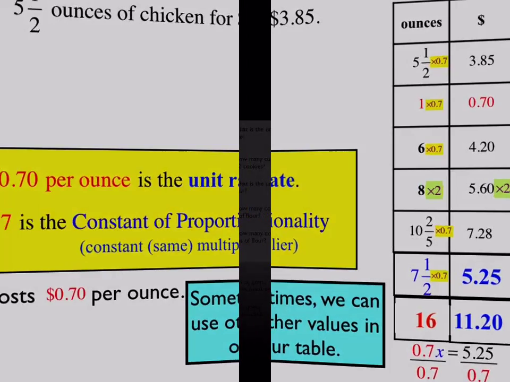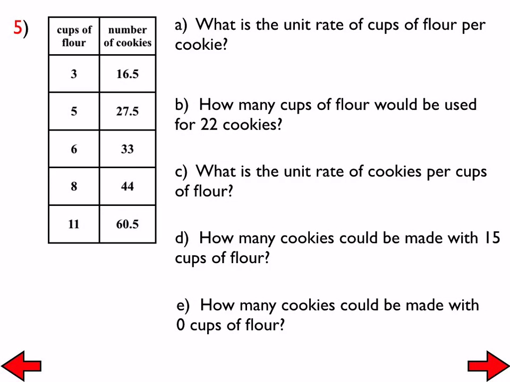All right, so we've got 2 problems left, and they both revolve around the idea of what if I give you an entire table. We're going to do number 5 together, and then I'll have you try number 6. Part A says, what is the unit rate of cups of flour per cookie? Can I get all of you to find that, please? What is it? Patrick.